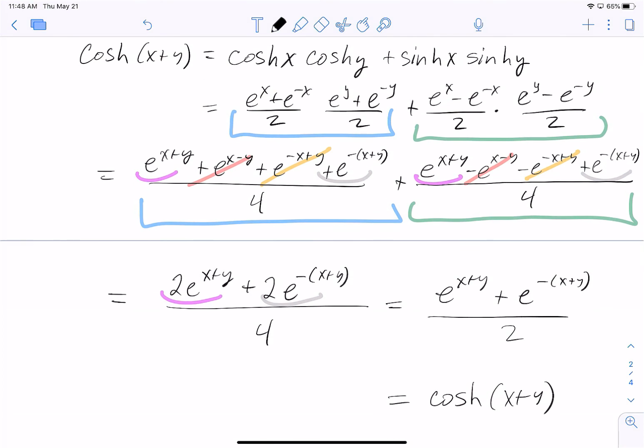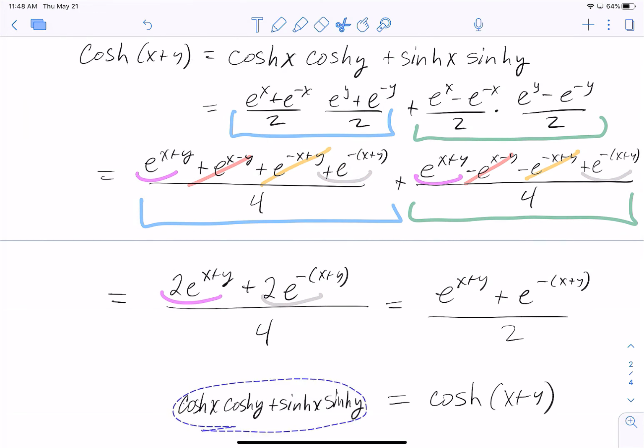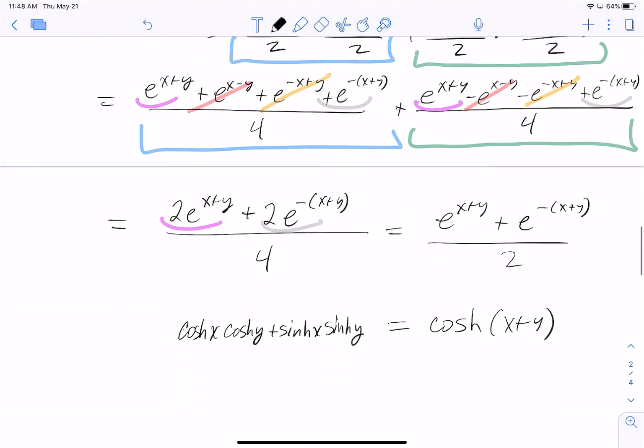So really, to bring this all home, I should have started the whole thing with the hyperbolic cosine of x times the hyperbolic cosine of y plus the hyperbolic sine of x times the hyperbolic sine of y is equal to everything that we just did. And so I'm going to do a little cheat here. Copy and paste this. We end up with the two sides of the equation equaling each other as expected.